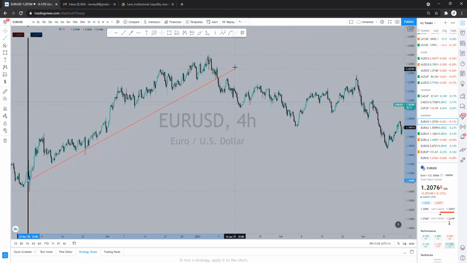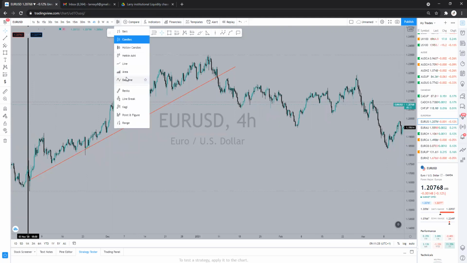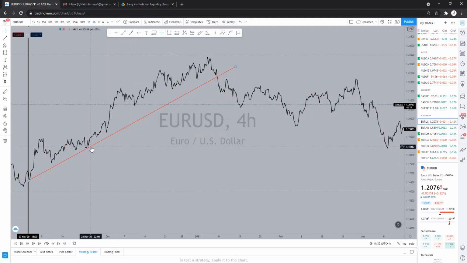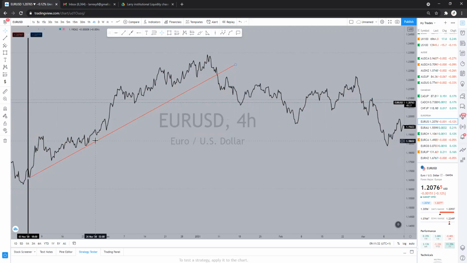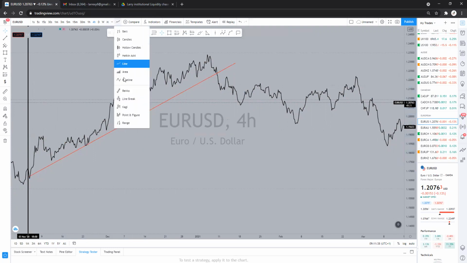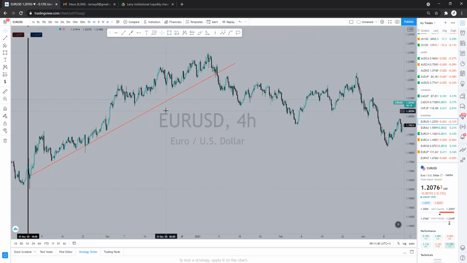As I told you on how to draw a trend line, you can use a line chart to draw it perfectly. Can you see? No, it was not perfect. Then you just adjust it to make it perfect, then put it back on candlesticks if you like.